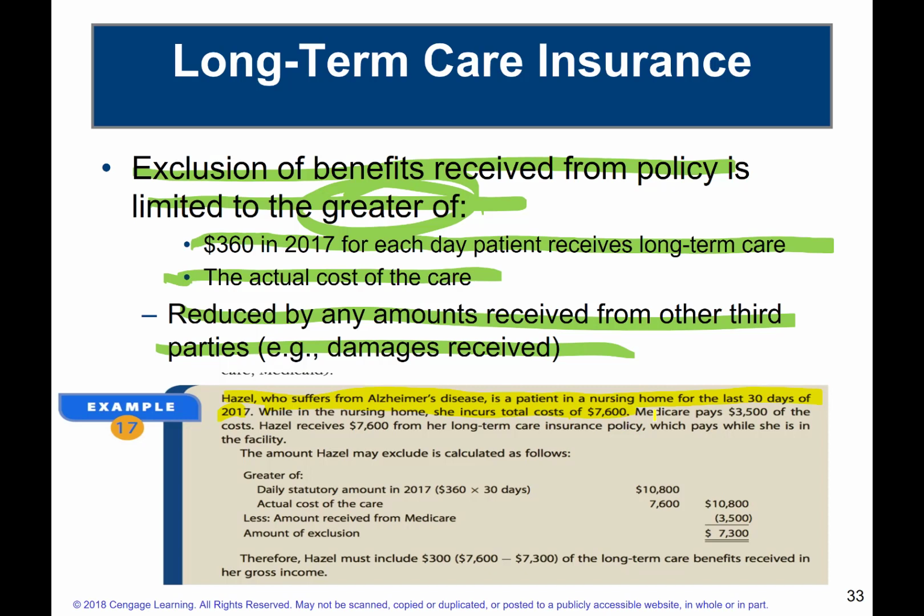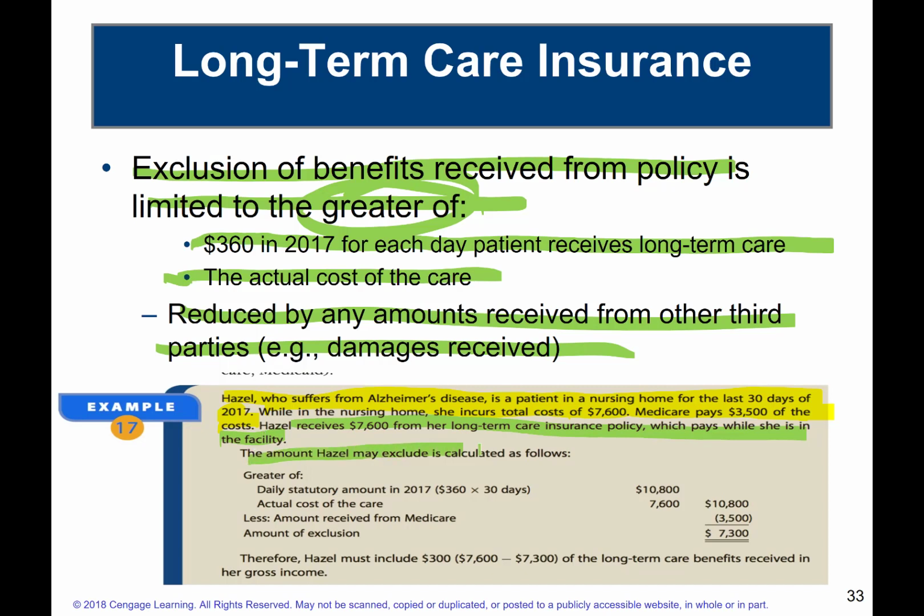And Medicare pays $3,500 of the cost. Hazel receives, though, $7,600 from the long-term care insurance. You see why you want long-term care insurance? I mean, that's a lot. And if all you had was Medicare payments at $3,500, she's older, so she gets Medicare, you could quickly run through any money that you had, right, to pay the difference. Okay, but she gets that $7,600 of insurance.